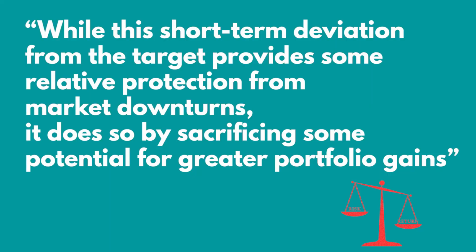The allocation to cash during the dollar cost averaging period reduces the overall risk of a portfolio. It's worth understanding that the only reason for this is because holding cash is considered much less risky than holding stocks or bonds. As the researchers put it, "While this short-term deviation from the target provides some relative protection from market downturns, it does so by sacrificing some potential for greater portfolio gains." Dollar cost averaging is essentially betting that the market will crash over the dollar cost averaging period, which means that you're trying to time the market.